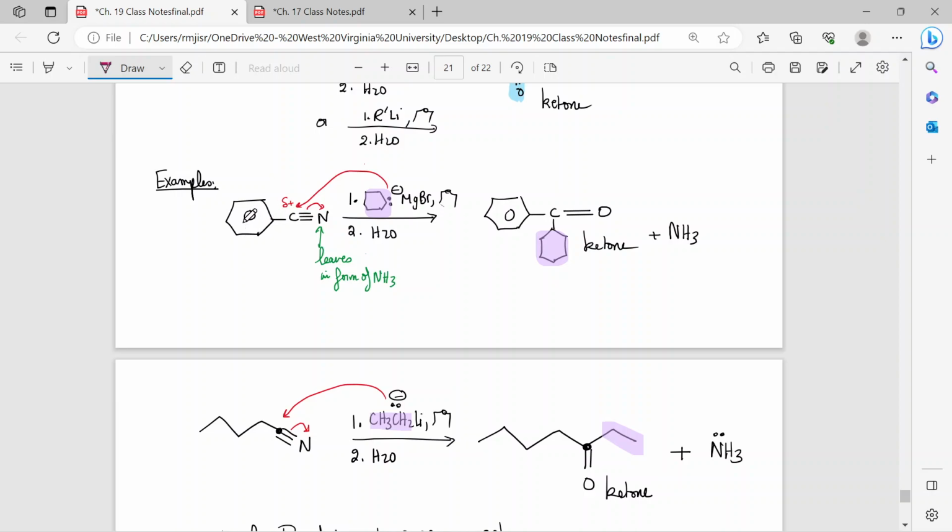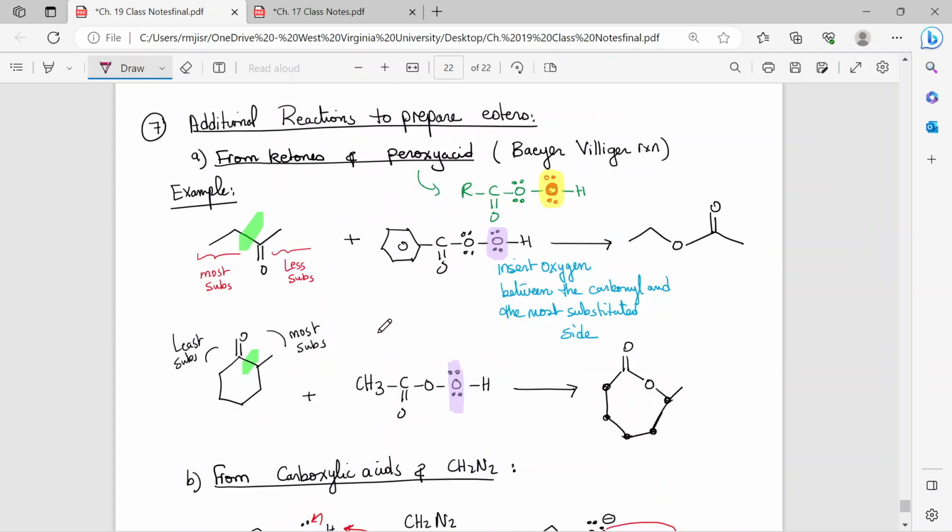So we're going to keep the benzene. We're going to change this carbon into a carbonyl. And we are going to add the R of the Grignard to the carbon of the carbonyl to make a ketone, which is the reaction.